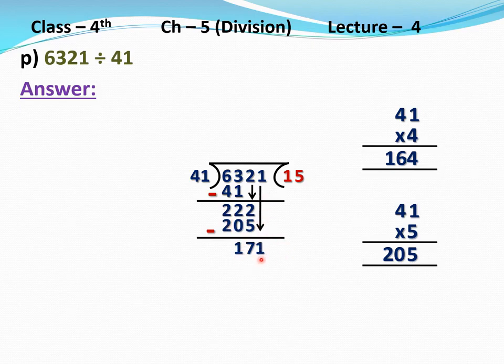Now take next number, that is 1. Number formed is 171. Clear? Now multiply this 41 by 4. 41 multiply 4 equal to 164. Write 4 here and write 164 here.